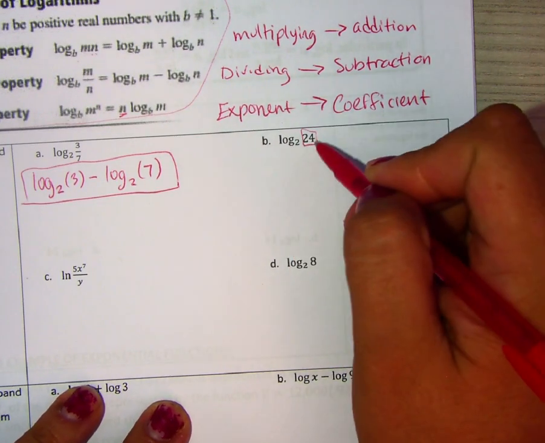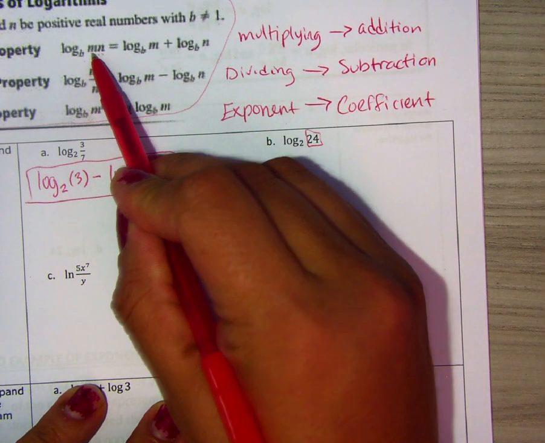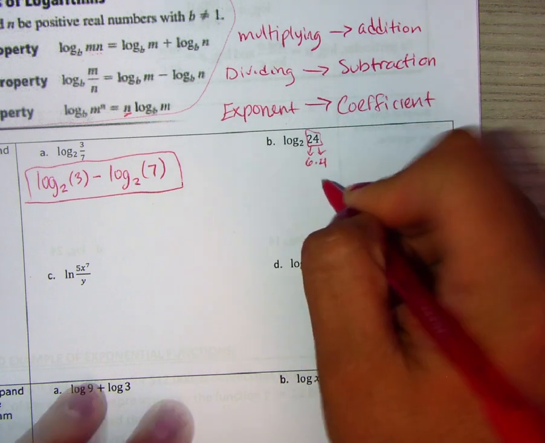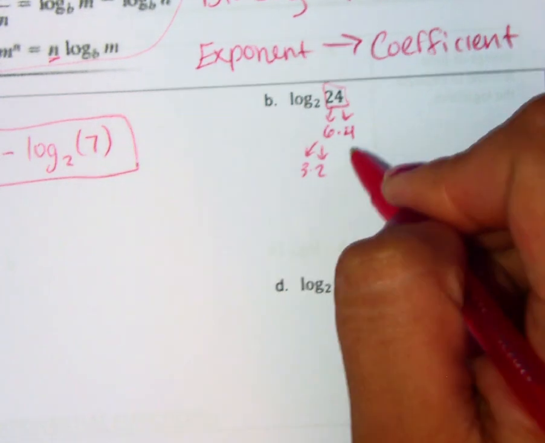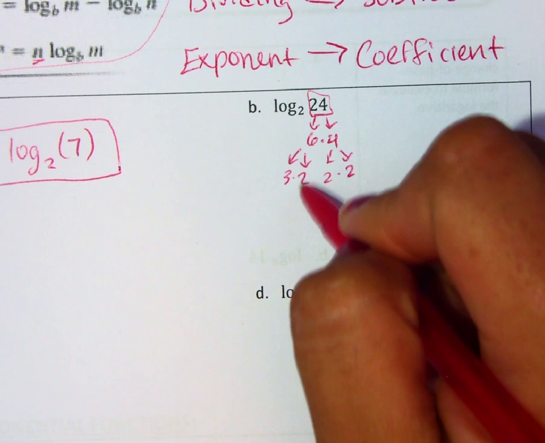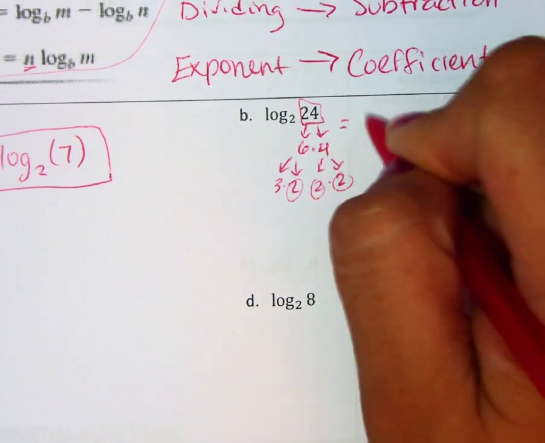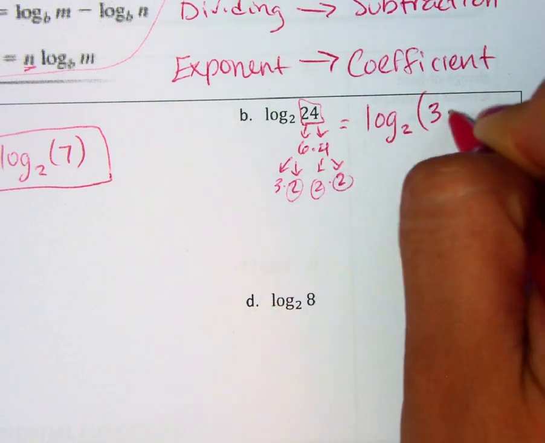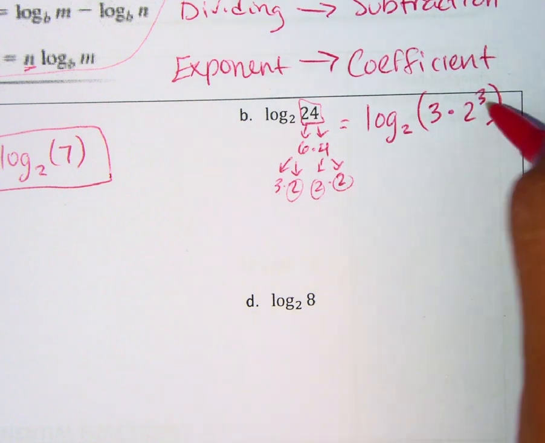Next example here, we have a 24. 24 is a number that could be broken down into more numbers, which will create this scenario. So we're going to find the factors of 24, which is 6 times 4. 6 times 4 could be broken down into 3 times 2. And then 4 could be broken down into 2 times 2. So you end up recognizing that you have the 2 times itself 3 times. So we can rewrite this as log base of 2, and then we have a 3 times 2 to the power of 3, because we have 2 times itself 3 times.